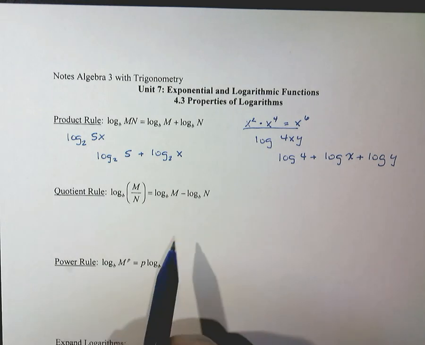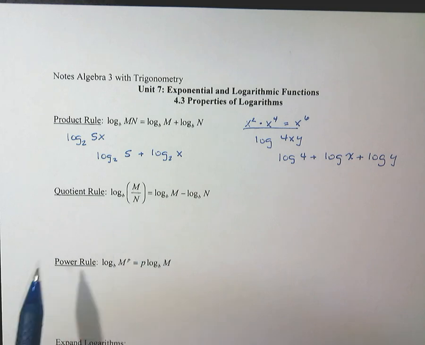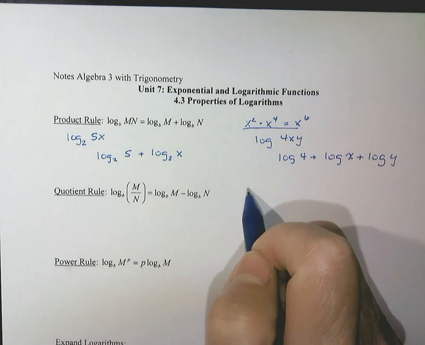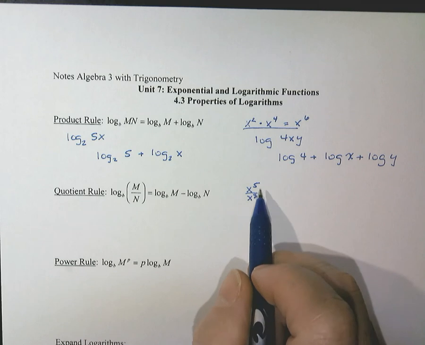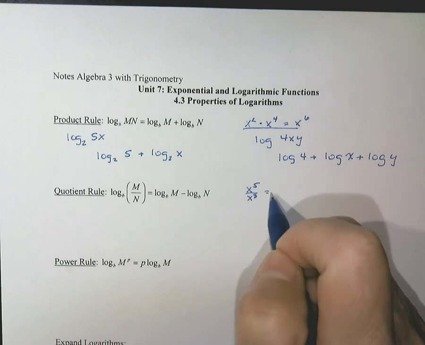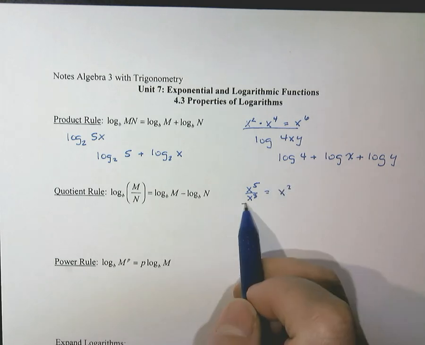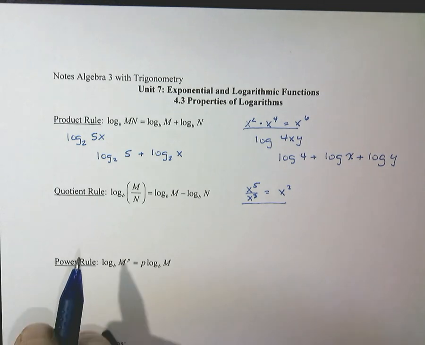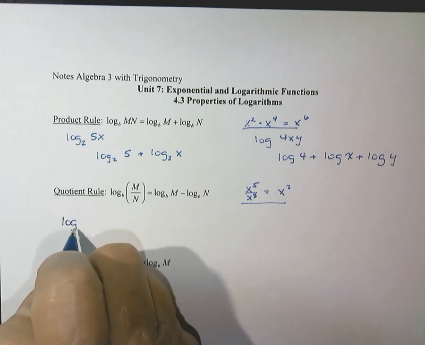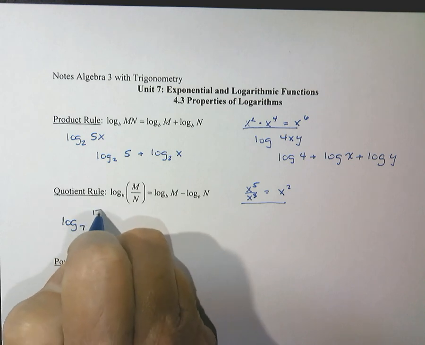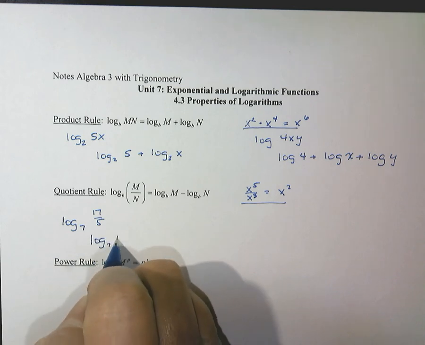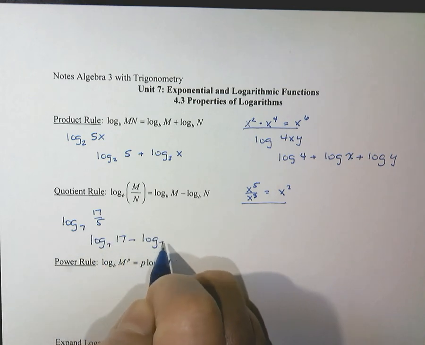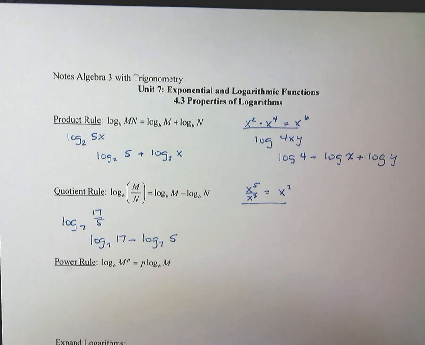The quotient rule is saying that if you divide two terms, you can expand it and subtract. So if I had x to the fifth divided by x cubed, 5 minus 3 is 2, so this is equal to x squared. That's the exponential property that goes with this. An example would be log base 7 of 17 divided by 5. I can rewrite that as log base 7 of 17 minus log base 7 of 5.